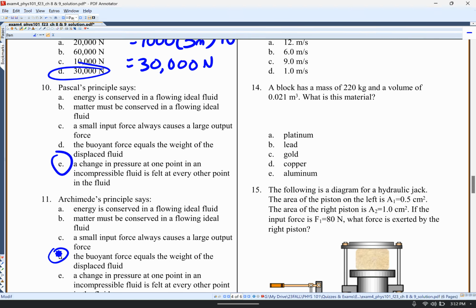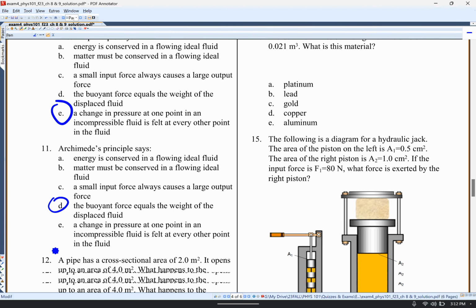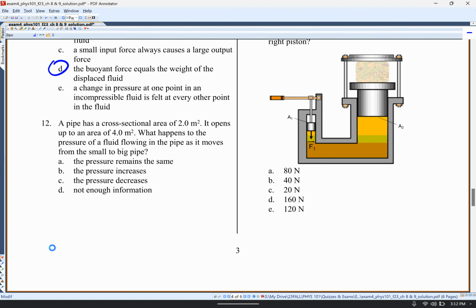Pipe has a cross-sectional area of 2 meters squared. It opens up to an area of 4 meters squared. I always like to draw pictures for these. Helps me to think about it. So I know that the velocity in this section is going to be bigger than the velocity in that section. So I have a big velocity, small velocity.